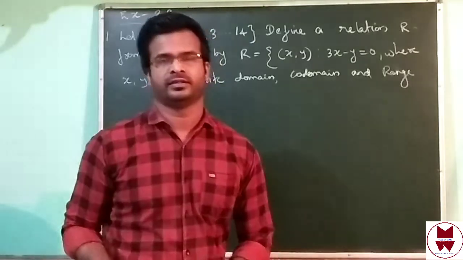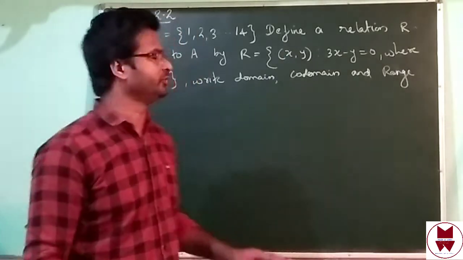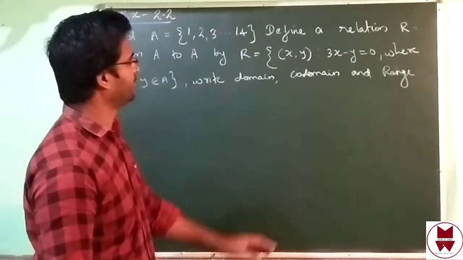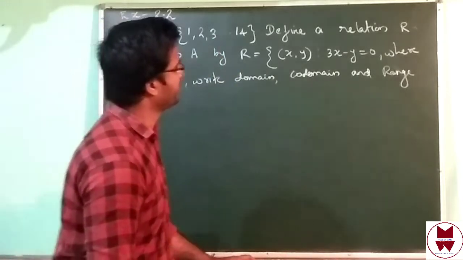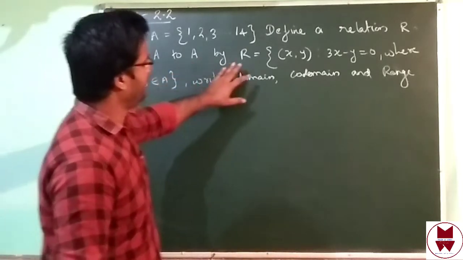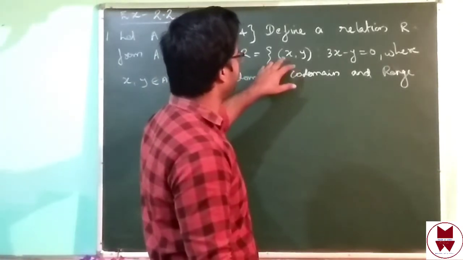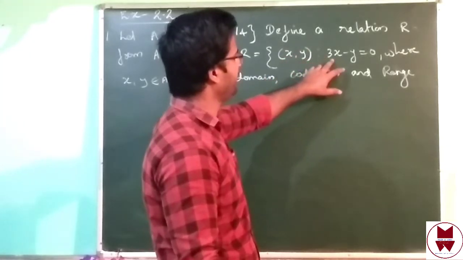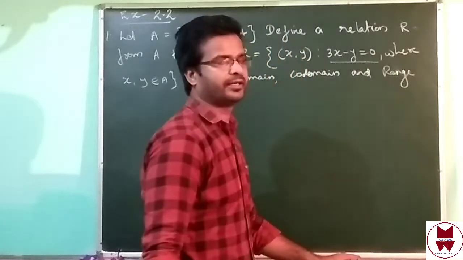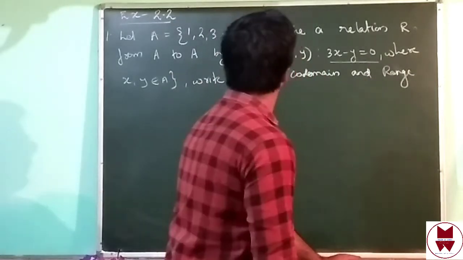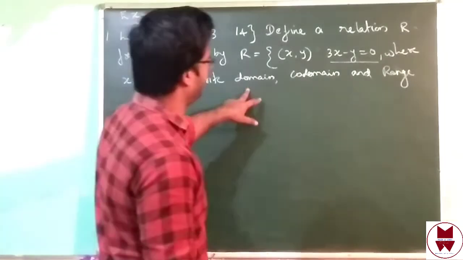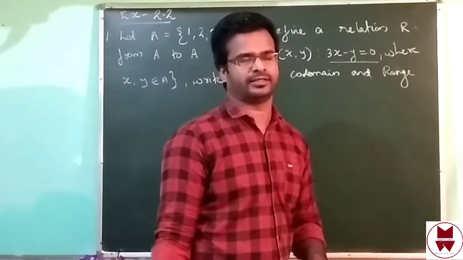Okay. Now we can start exercise 2.2. Question number 1. Let A equal to the set of numbers 1 to 14. Define a relation R from A to A: R equal to the set of (x, y) such that 3x minus y equal to 0. This is our given condition, 3x minus y equal to 0, where x and y belong to A. Write the domain, codomain and range.